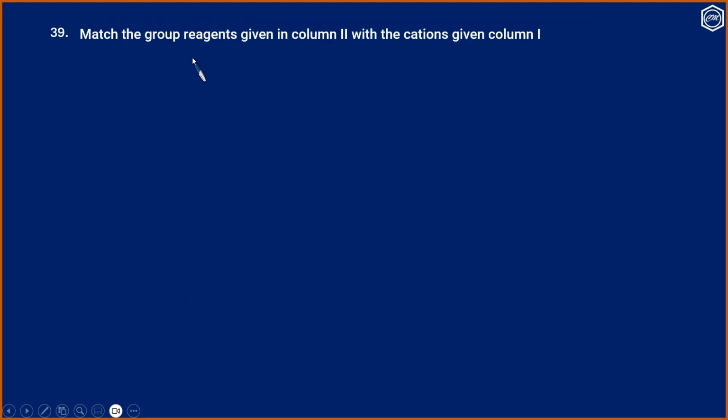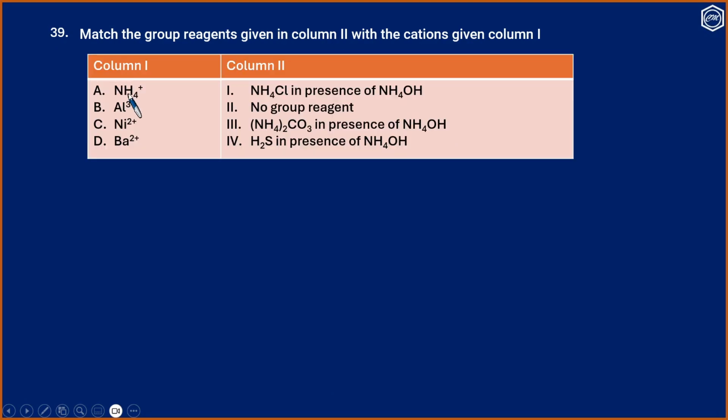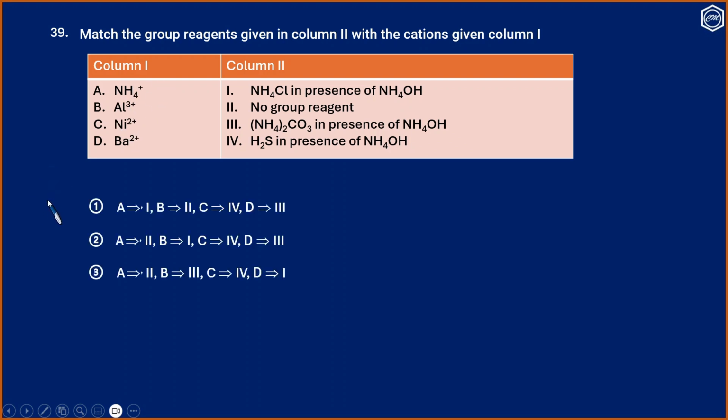Question 39. Match the group reagents given in column 2 with the cations given in column 1. Options are 1, 2, 3, 4. And we know ammonium, so it could be connected to a group reagent. Group 0 has no group reagent.